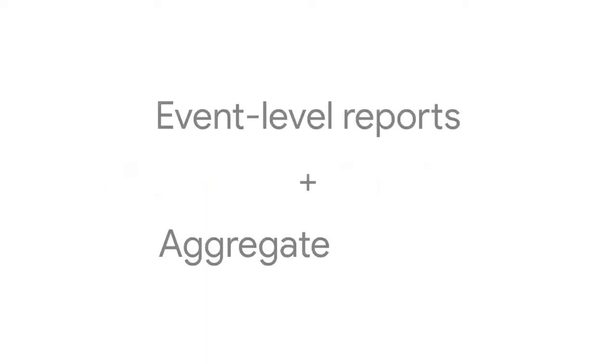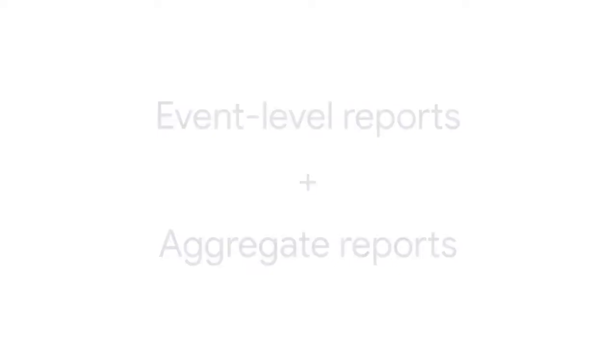Both report types, event level and aggregate, can be used simultaneously. They're complementary. And other features being developed in this API include cross-device attribution reporting, app-to-web attribution reporting, and more. So that's attribution reporting in a nutshell.